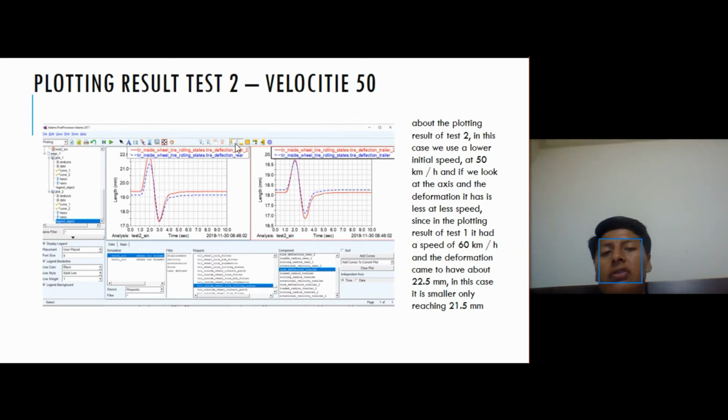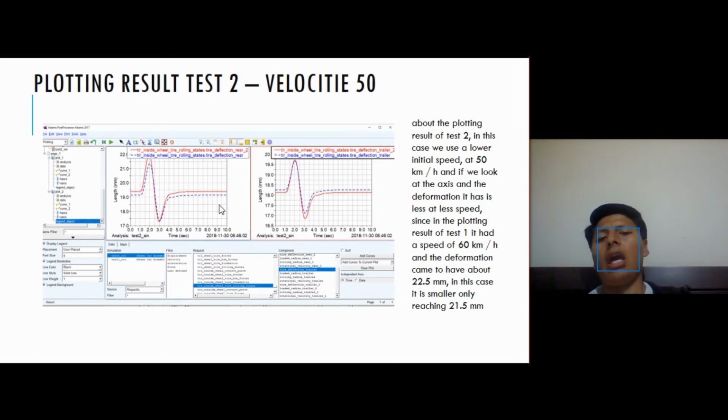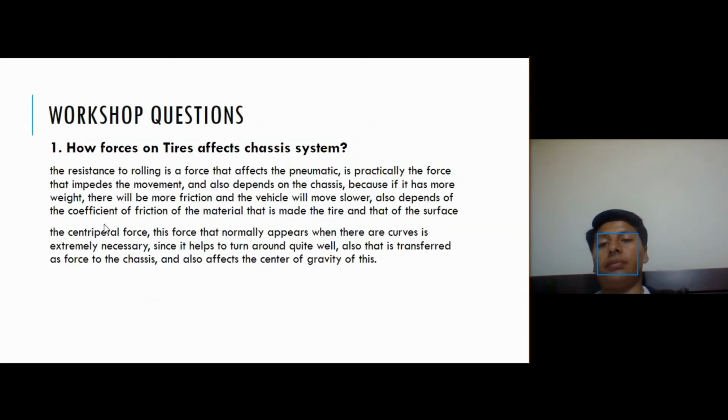About the plotting result of test 2, in this case we use a lower initial speed of 50 kilometers per hour. If we look at the axis, the deformation is less at less speed. In the plotting result of test 1, it had a speed of 60 kilometers per hour, and the deformation came to about 22.5 millimeters. In this case, it's smaller, only reaching 21.5 millimeters.